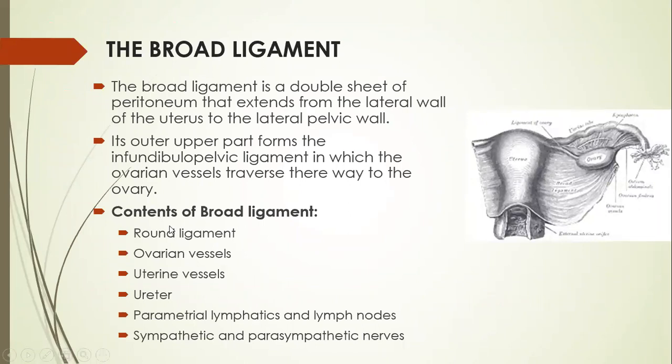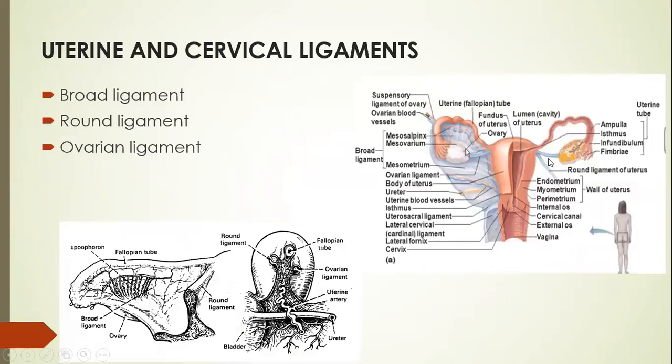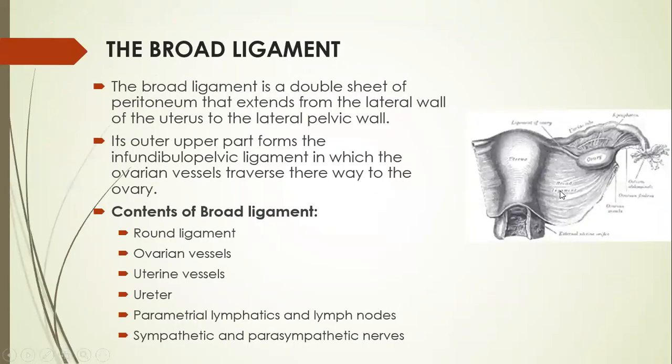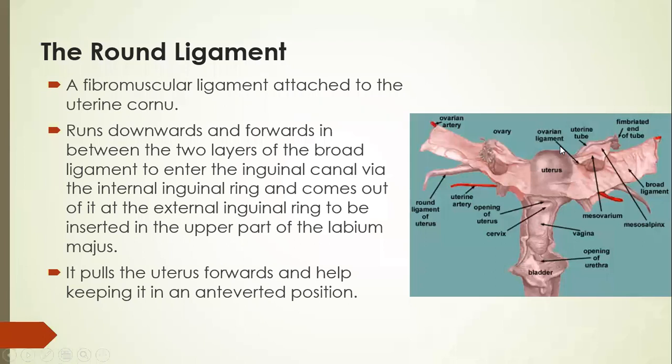Contents of the broad ligament: one is the round ligament, as we saw before. This is the round ligament here that will be present inside these two folds. Then we have the ovarian ligament, or the ligament of the ovary. Then we have the uterine vessels, uterine artery and vein. Then the ureters partly, as well as the parametrium, the lymphatics, lymph nodes, and sympathetic and parasympathetic nerves. All the nerves, veins, arteries, and lymphatics will be present.